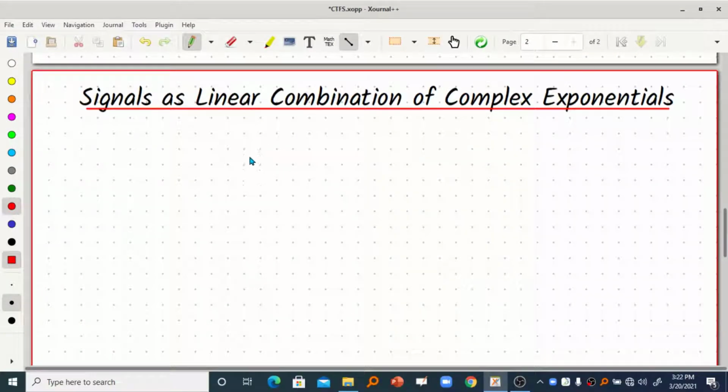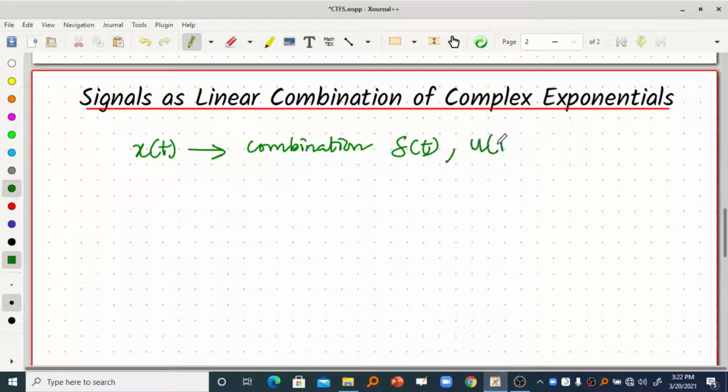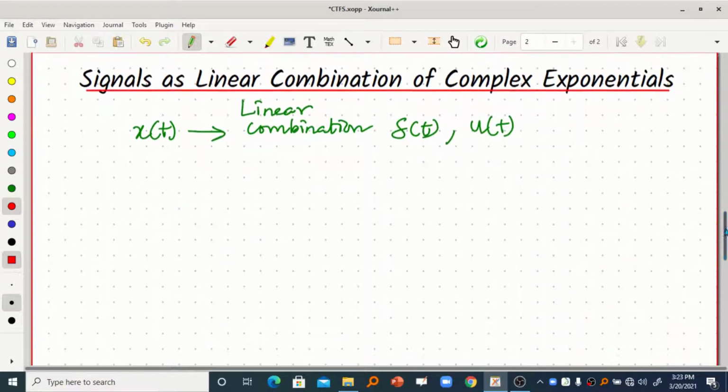In the first and second unit, we have studied that we can approximate any arbitrary signal x of t as a combination of either our impulse signal delta of t or step signal u of t or any singularity signal or any basic signals, right? So that was the basic idea. How can we approximate any signal x of t? It should be a linear combination. So the word is very important. It should be the linear combination of delta of t or u of t, right? So these are actually fundamental signals.